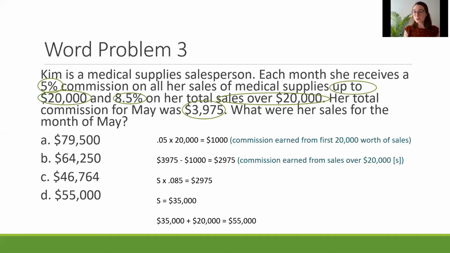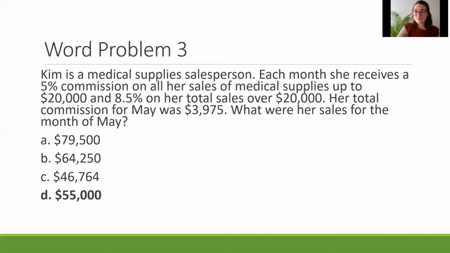Now, when we're answering this question, be careful. Some test answers might try to trick you and give you the answer $35,000 on the options, but that's not her sales for the total month of May. Don't forget about that other 20,000 that she sold. So total, we'll have $55,000.